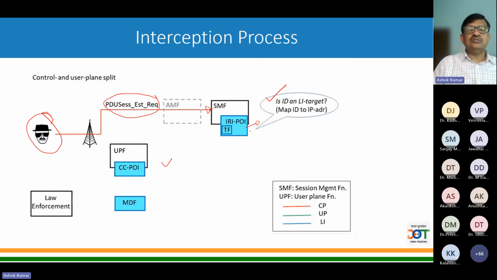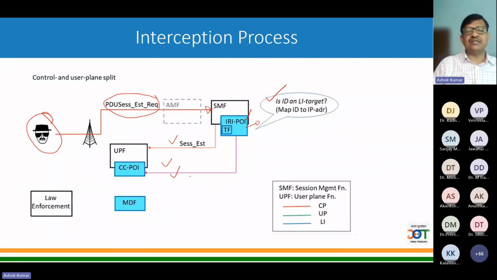So what it will do, the provisioning has already been done. So it has to trigger. One is that the IRI POI function will start. That means it will start capturing the start of the PDU session, etc. In parallel, it will ask UPF to create a session and the CC POI inside UPF to start monitoring the call content. So the triggering function is coming here.